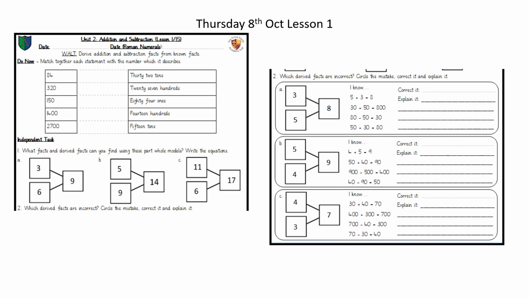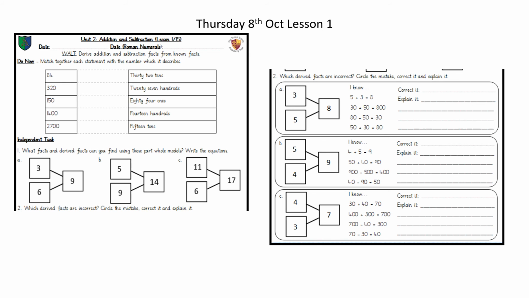For today's lesson, we're starting a new unit on addition and subtraction. So, for your do now, I want you to match together the number with the words. Now, I'll start you off. The first word says 32 tens.